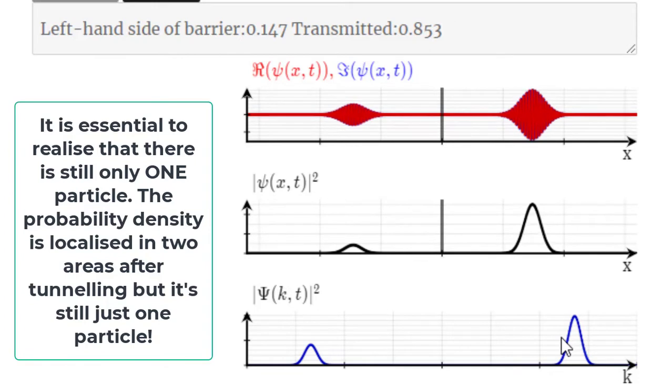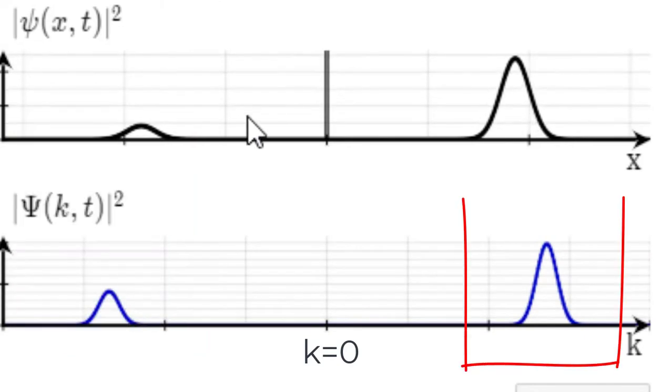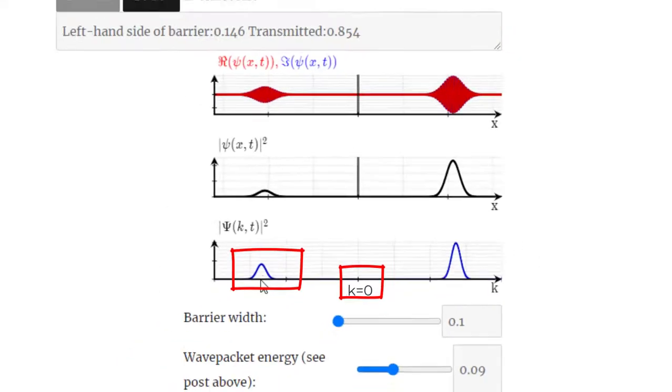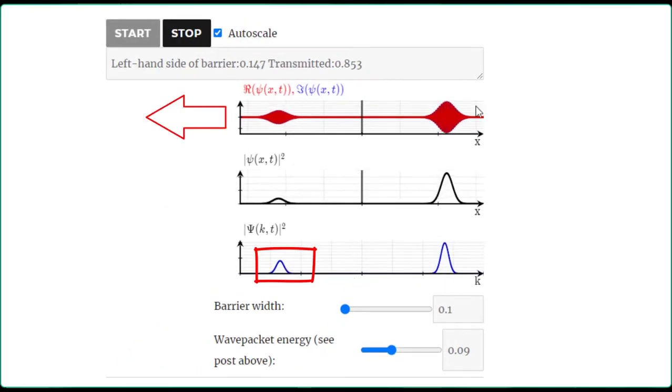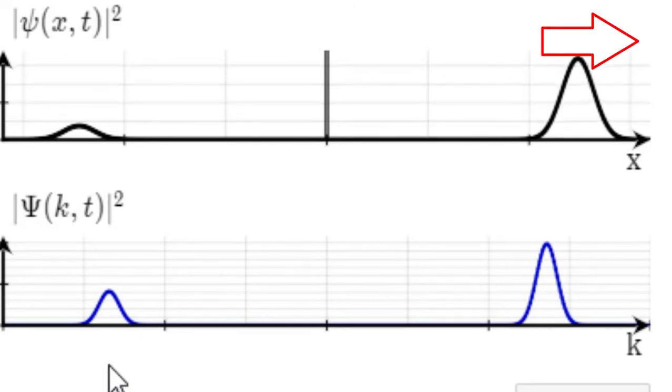Notice also what happened in terms of the momentum representation. So we've now got a positive, remember zeros here, and a negative momentum. And that's because, due to the reflection, we've got our wave packet moving in this direction, negative momentum, and we've got our wave packet moving in this direction, positive momentum.